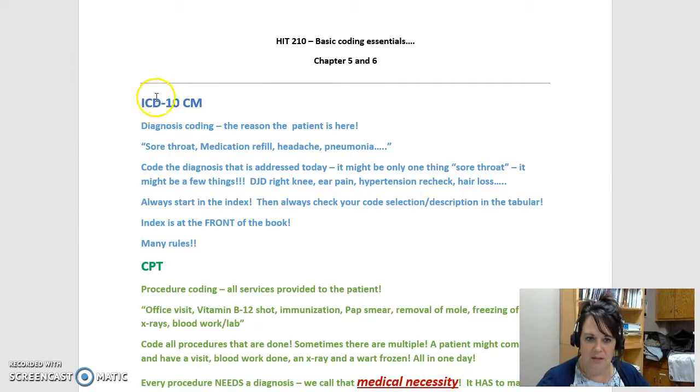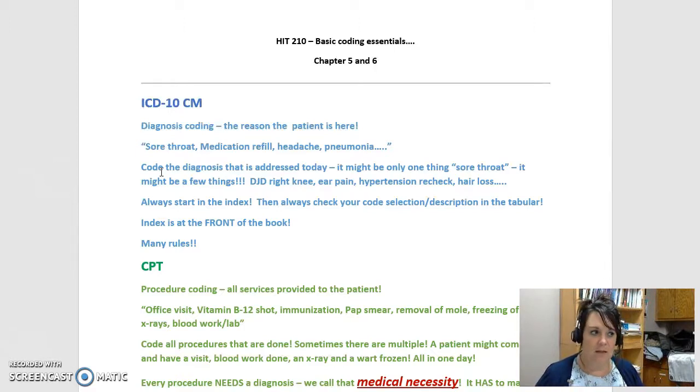ICD-10, think of the D there, is diagnosis coding. It's the reason that our patient is here to visit us today. The chief complaint, lots of times you'll hear it called on the clinic side of things. And so I gave you a few examples. It might be the patient has a sore throat. We might just need a medication refill. It might be hypertension recheck. It might be headache. It could be pneumonia. It could be cough and fever. It could be a bunch of signs and symptoms. Anything like that.